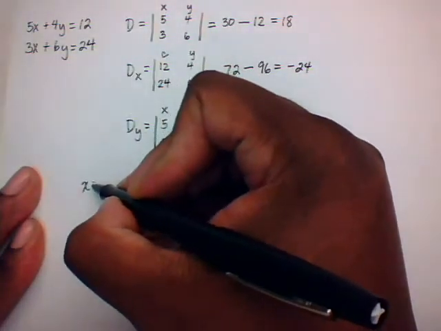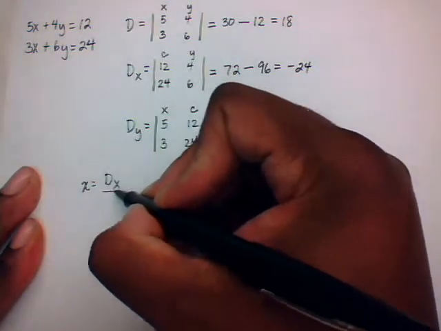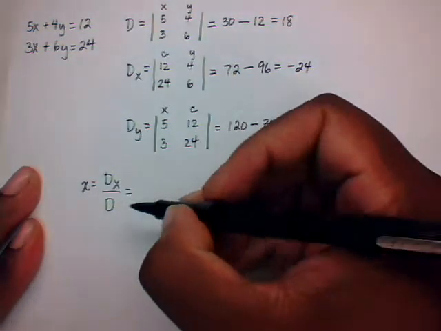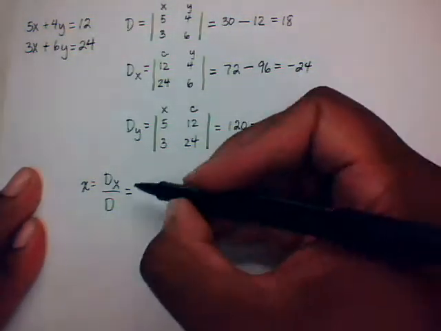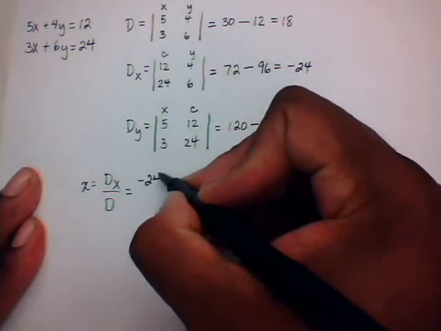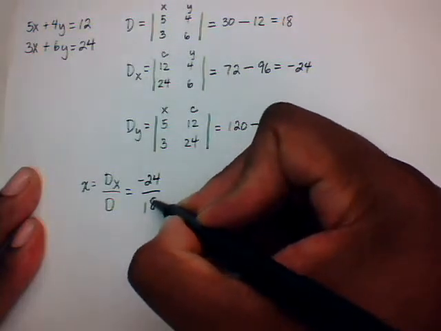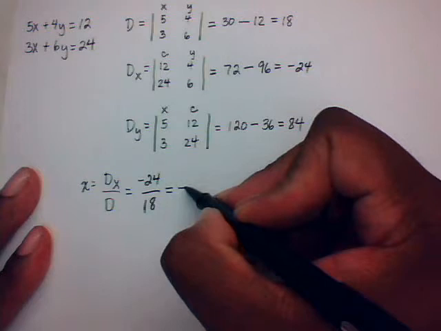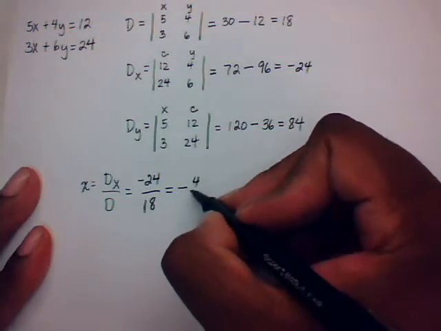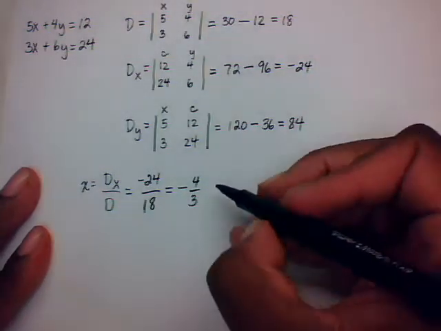In this case, x is always the determinant of x divided by d, or d sub x divided by d. So d sub x is negative 24, d is 18. So we got negative 24 over 18. We're going to have to reduce that to negative 4/3.